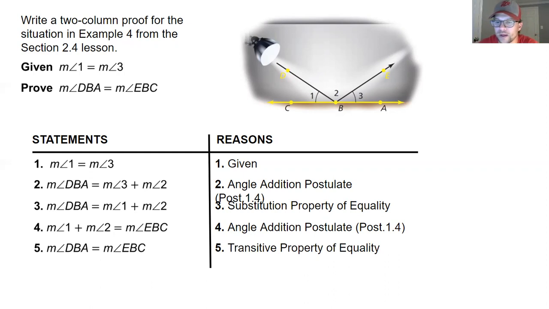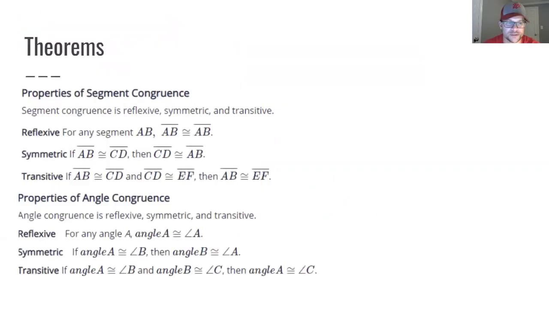There were a couple other properties that you've gone over in classes previously. They are all inside the textbook. You're just going to have to rifle through those sections. So some of the properties that you're going to be using for congruency of segments and angles, the main ones are reflexive, symmetric, and transitive. So that's what was in that first example for your two-column proofs.